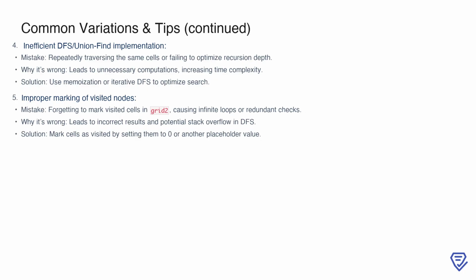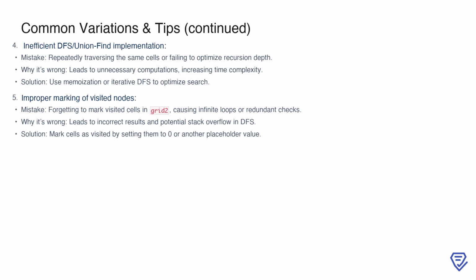Inefficient implementations of DFS or union find can also lead to challenges in this problem. Repeatedly traversing the same cells or failing to control recursion depth can significantly increase the time complexity of your solution. To address this, consider optimizing with memoization or using an iterative DFS approach to reduce redundant computations.